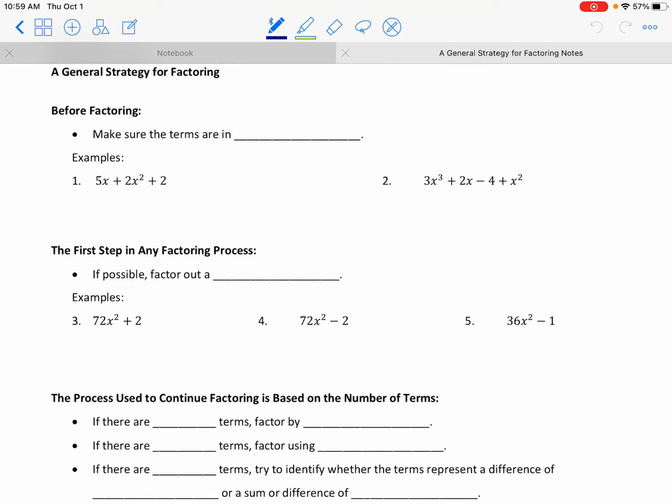Hello and welcome to our lesson on a general strategy for factoring. So when we're factoring, we've talked about a whole bunch of different processes. We said the first thing that we should try to do is look for a GCF, and then we talked about grouping and bottoms up and differences of squares and sums and differences of cubes.